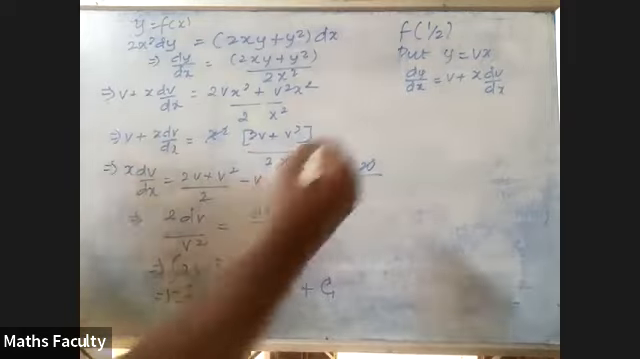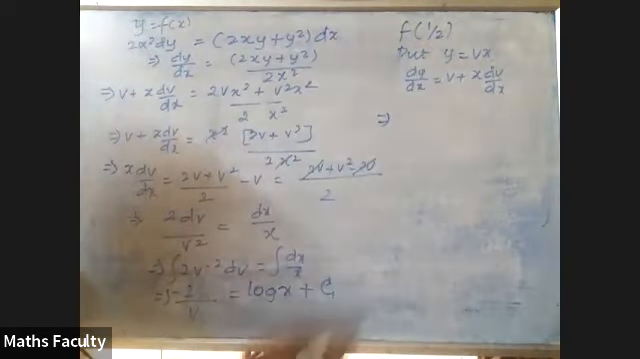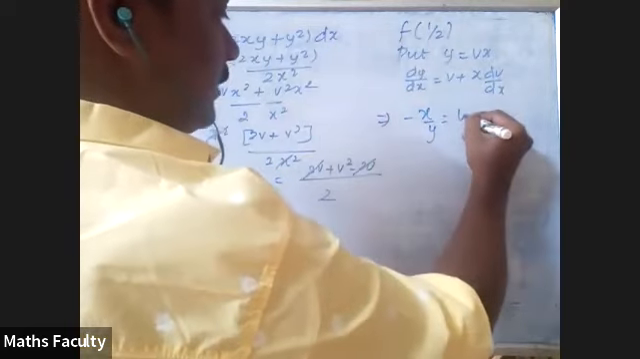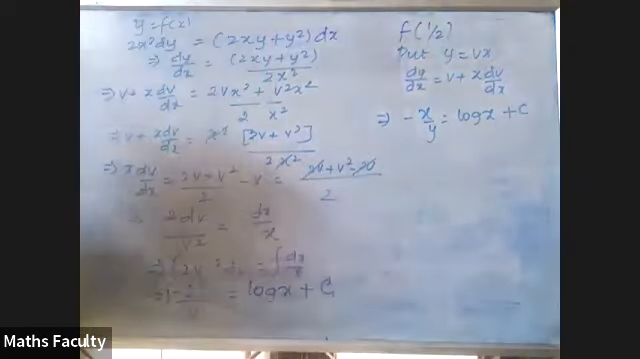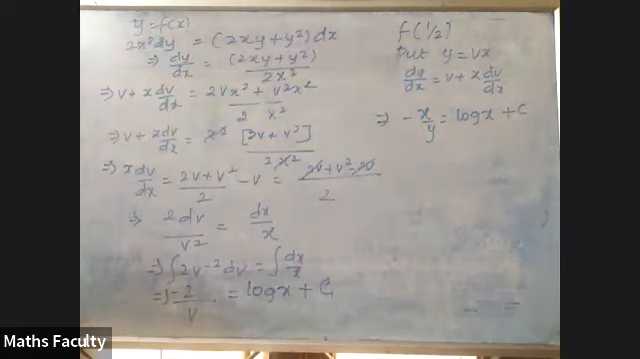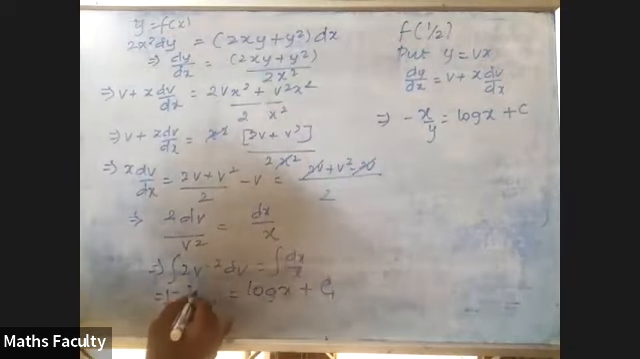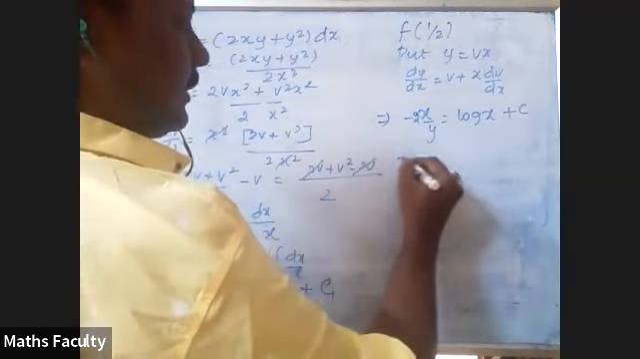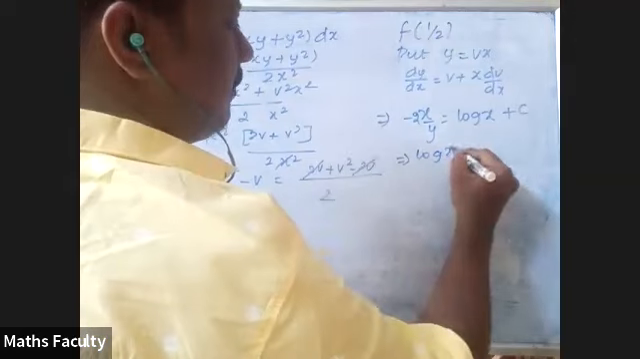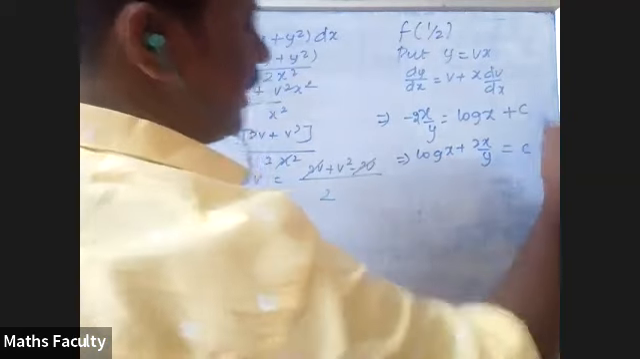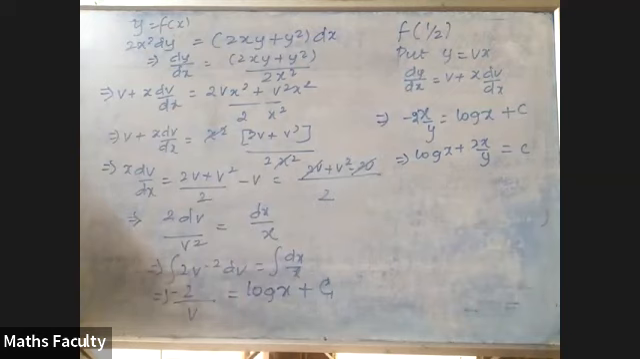Now v equals y by x. So y by x, when brought down and up, gives minus x by y equals log x plus a constant. Correct? So minus x by y equals log x plus a constant. Okay? Bringing this to this side, there is a 2 here, so it becomes 2x by y. So I can write this as log x plus 2x by y equals a constant c. The c can be minus or plus, no problem. Now I can have log base e x plus c equal to 0.